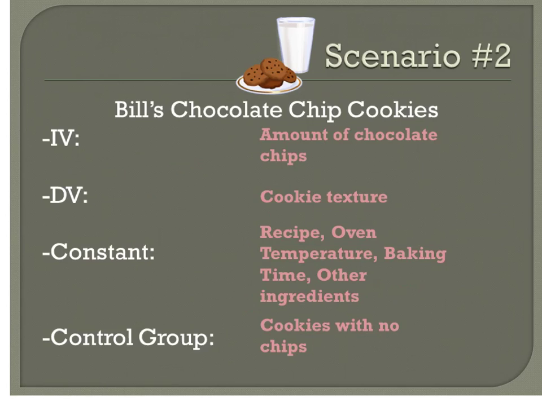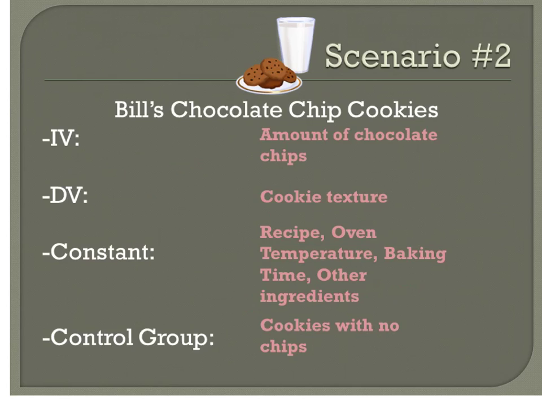So you have to identify the variables. Well, here he's wanting to play around with how many chocolate chips are in the cookies, so that would be considered the independent variable. So based on how many chocolate chips are in the cookies, he's wondering how that's going to change the texture. So the cookie texture is the dependent variable. The texture depends on how many chocolate chips there are, so he thinks.